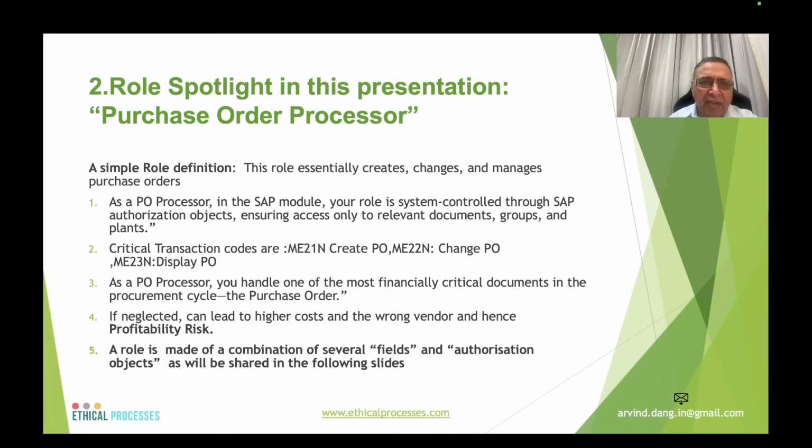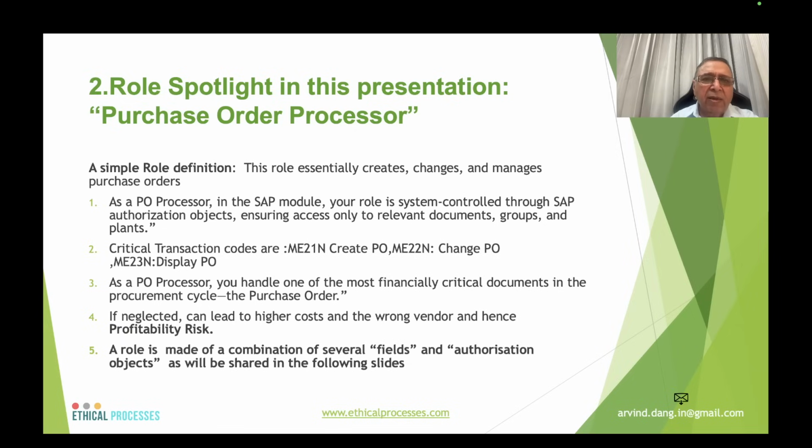So the critical transactions for performing this role are ME21N for creating a PO, ME22N for changing the PO, and ME23N for displaying the PO. As a PO processor, you handle one of the most financially critical documents in the procurement cycle, the purchase order. If neglected, it can lead to higher cost and the wrong vendor and hence profitability risk. That means even if you negotiate a rate as per your best abilities, but in case you enter a wrong rate in the SAP system, obviously the profitability will be impacted.